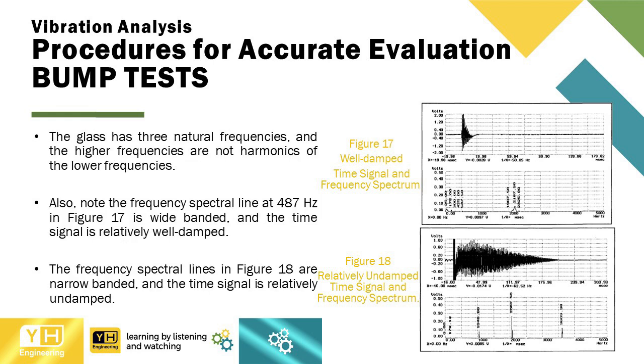The glass has three natural frequencies, and the higher frequencies are not harmonics of the lower frequencies. Also, note the frequency spectral line at 487 Hz in Figure 17 is wide-banded, and the time signal is relatively well-damped. The frequency spectral lines in Figure 18 are narrow-banded, and the time signal is relatively undamped.